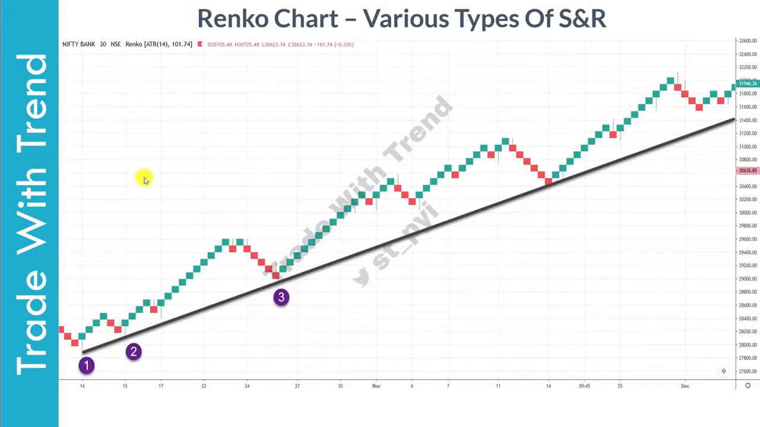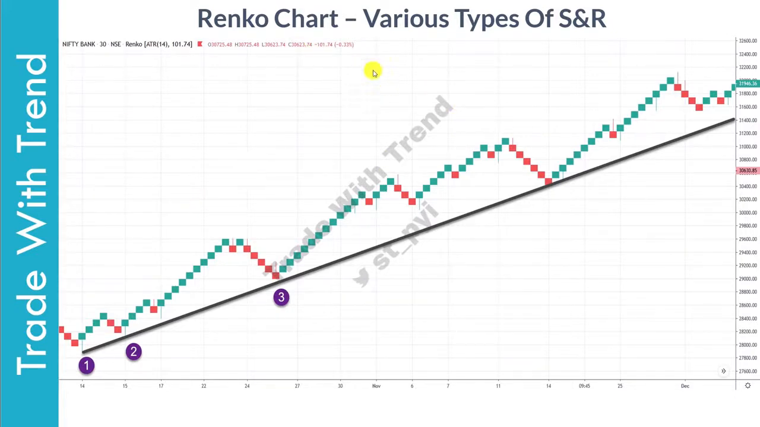So let me now explain the various types of support and resistance that you can see through RENKO charts, and I'll also explain some potential problems here. Then towards the end of the video, I will show you how you need to use RENKO charts to identify support and resistance levels.